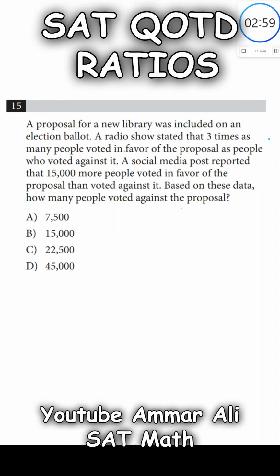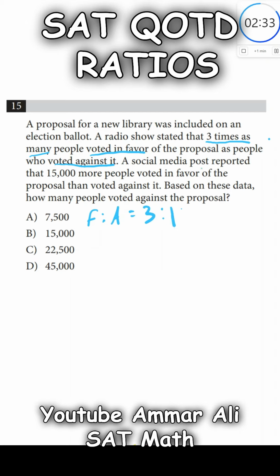So the first thing here to identify is that this is a ratios problem. And how do I know that? Well, they tell us that something is 3 times as many as something else, right? There's 3 times as many people who voted in favor as people who voted against it. So there's our first hint that for to against is in a ratio of 3 to 1, right?